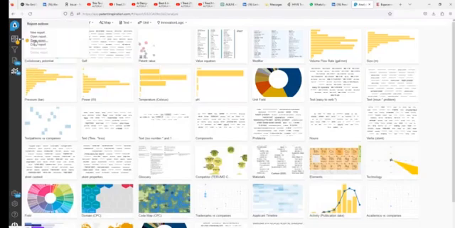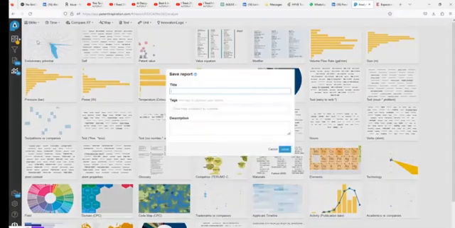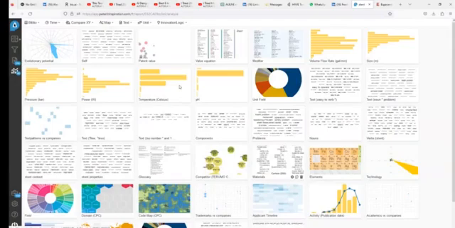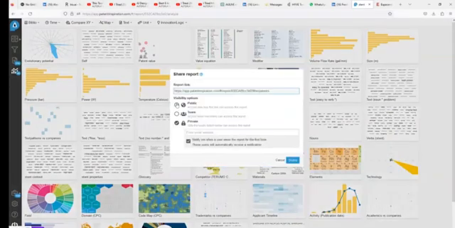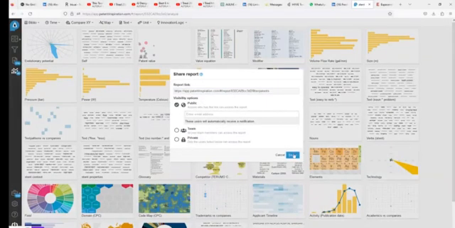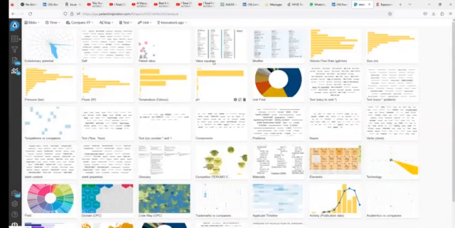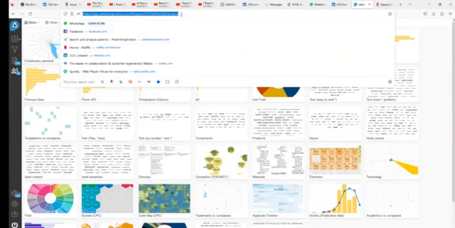What you can do is you can save this report, and I save this report as stent save, and then I can share this report with people by making it, for example, in a team, private or public. And I have here a public share, for example, share that like this. And then this visualization basically can be shared with anybody through the link.